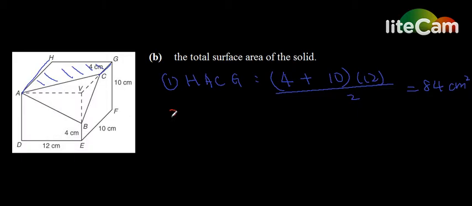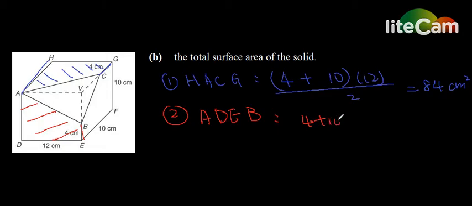And for the second part, we calculate the area of ADEB. ADEB is this part. And for this part, it is also a trapezium. We have the upper side plus the lower side, 4 plus 10, and also multiplied by 12 cm, which is the height, and over 2. We also have the same answer, 84 cm squared, because these two are the same size trapezium.